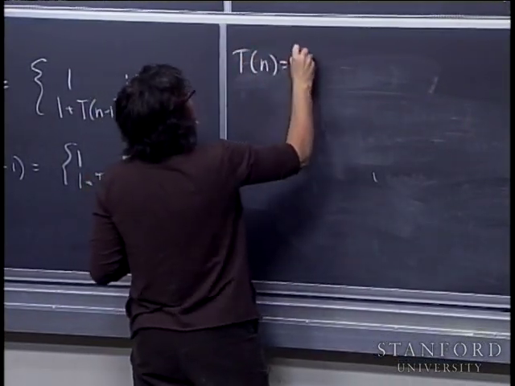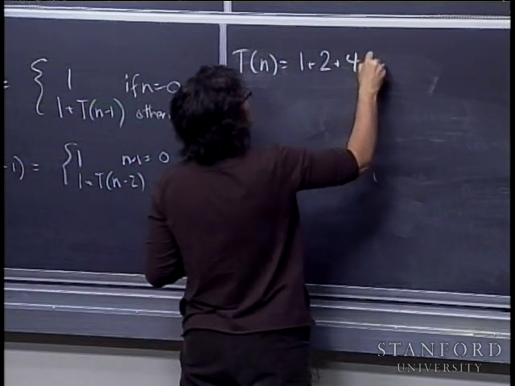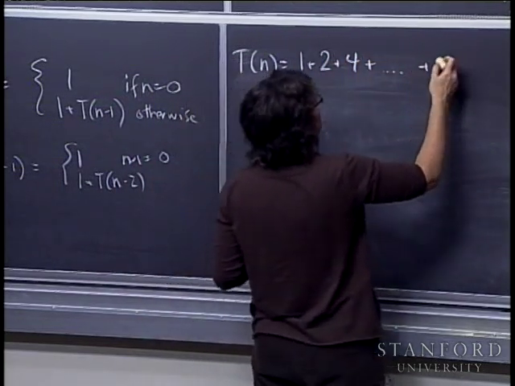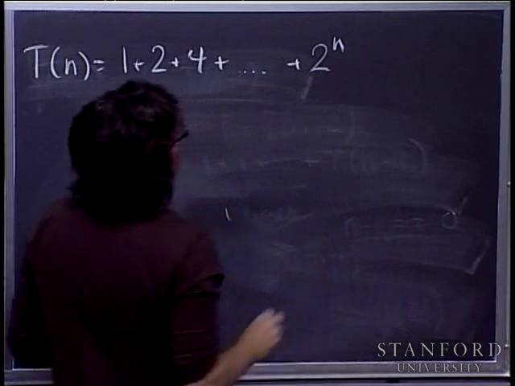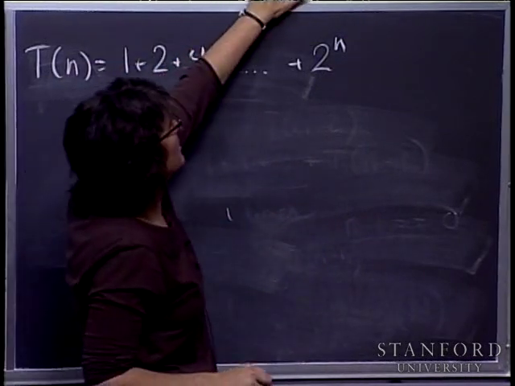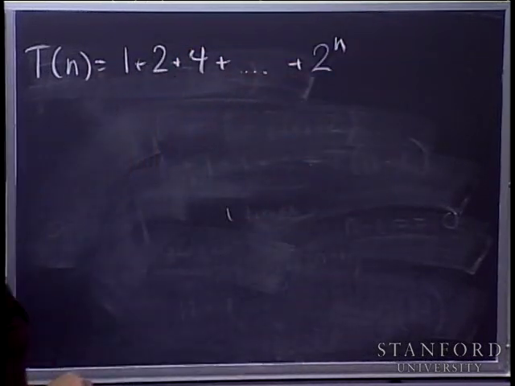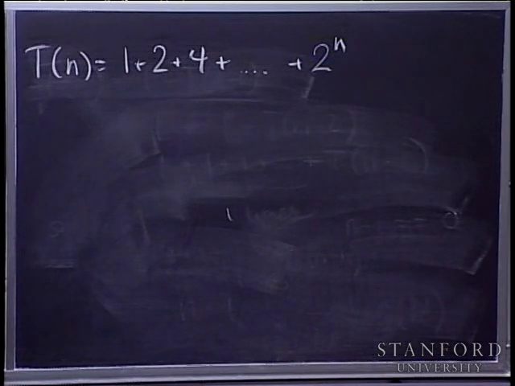is T of n is 1 plus 2 plus 4 plus up to 2 to the n minus 1, plus 2 to the n times 1. So I've got the geometric sum here. You may or may not already know how to solve this one, but I'm just going to go ahead and solve it in front of you to remind you of how the process works.